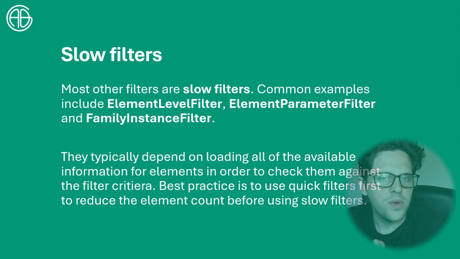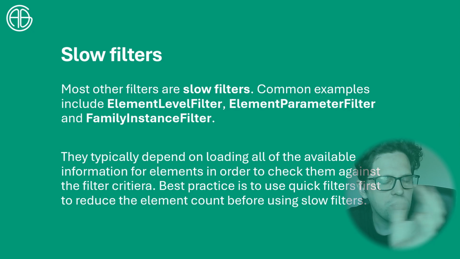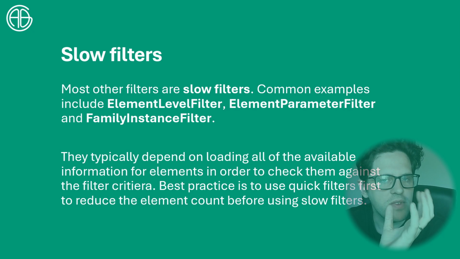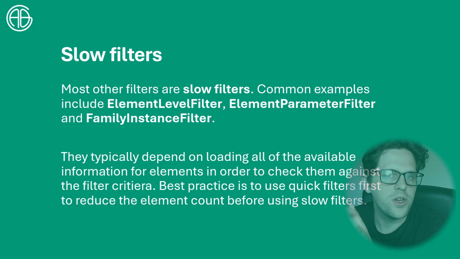For example, if you're going to collect all elements in the document and then run a parameter filter, you're going to be working across all the elements in the entire document. But if you first say, just give me elements of a given category, you only have to work across the elements of that category. So it's much faster, much more efficient. So keep that in mind.